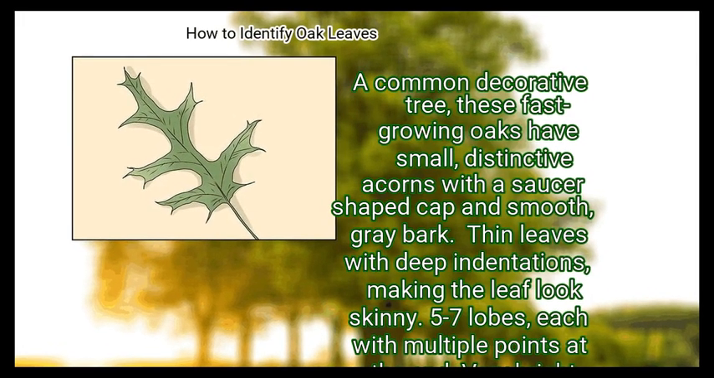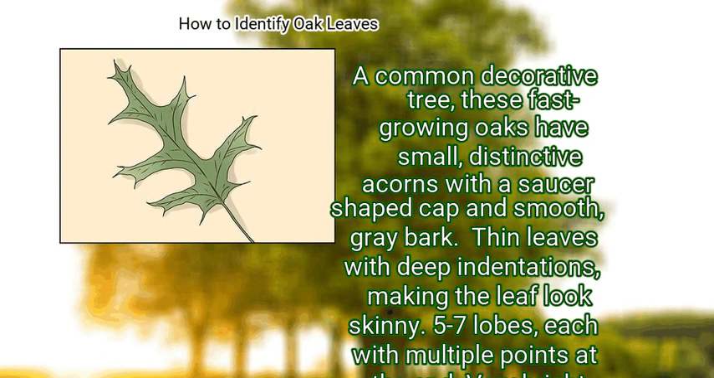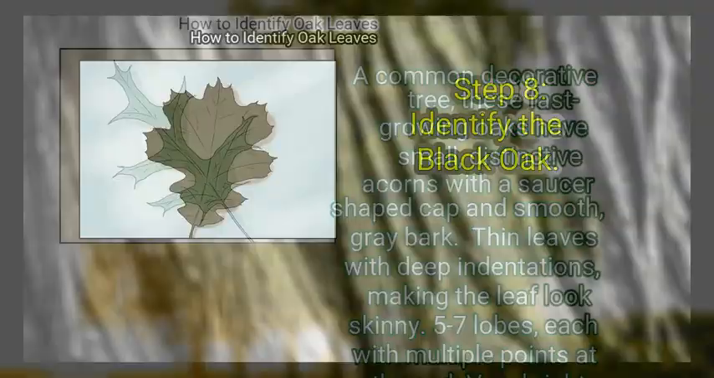Step 7. Identify the pin oak. A common decorative tree. These fast-growing oaks have small, distinctive acorns with a saucer-shaped cap and smooth, gray bark. Thin leaves with deep indentations, making the leaf look skinny. 5 to 7 lobes, each with multiple points at the end. Very bright, vibrant fall coloring to leaves. The northern pin oak has similar leaves, but a much longer acorn.